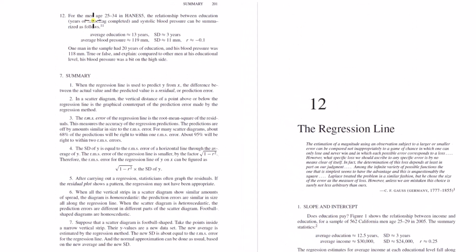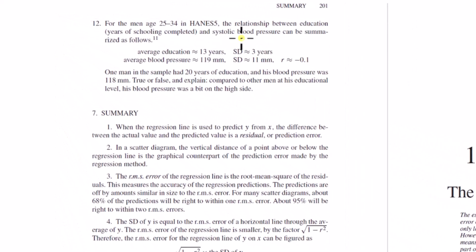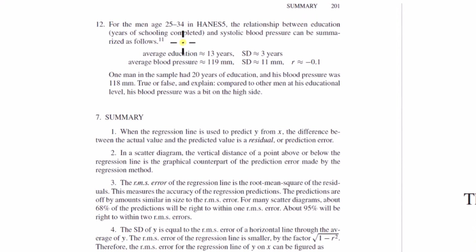Okay, for the men aged 25 to 34 in HANES 5, the relationship between education, years of schooling completed, and systolic blood pressure can be summarized as follows. One man in the sample had 20 years of education and his blood pressure was 118 millimeters. True or false and explain: compared to other men at his educational level, his blood pressure was a bit on the high side. Did it tell us that this was football shaped? No, but we can assume that's what they want us to do.